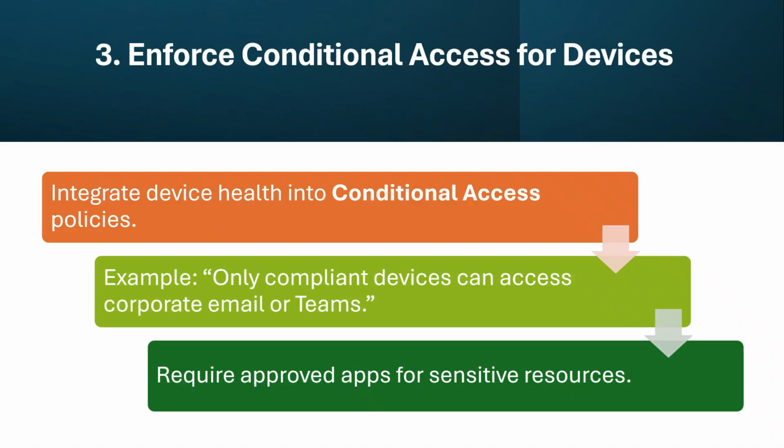Enforcing conditional access for devices is a key part of Zero Trust, ensuring that only healthy and compliant endpoints can access corporate resources. This starts with integrating device health into conditional access policies, verifying compliance before granting access. For example, policies can specify that only compliant devices, that means those meeting security standards like encryption, antivirus, and patch level, are allowed to access corporate email or Microsoft Teams.